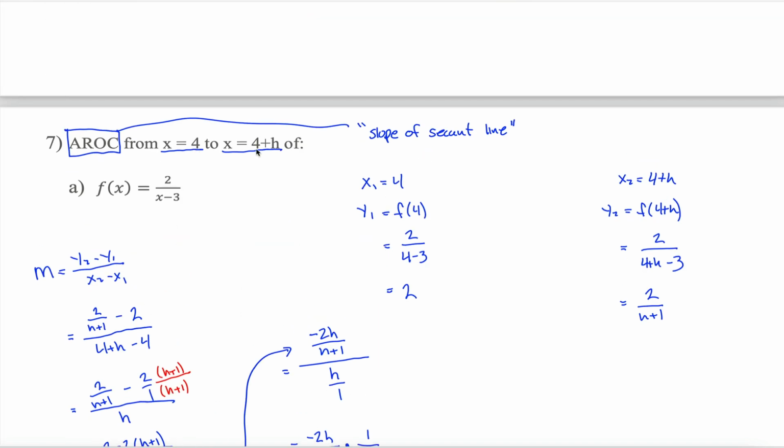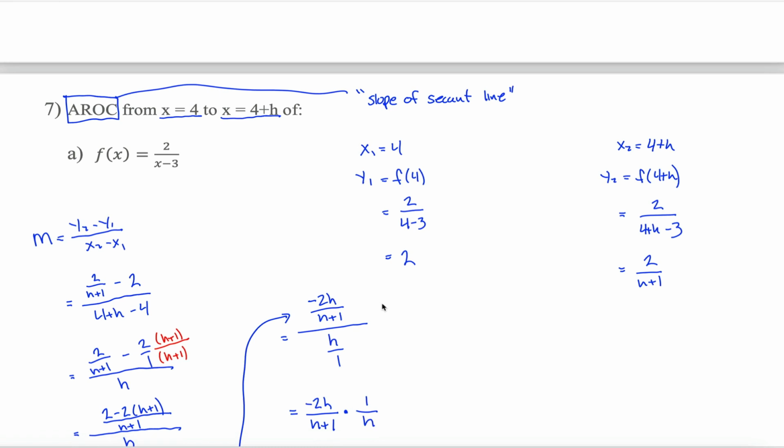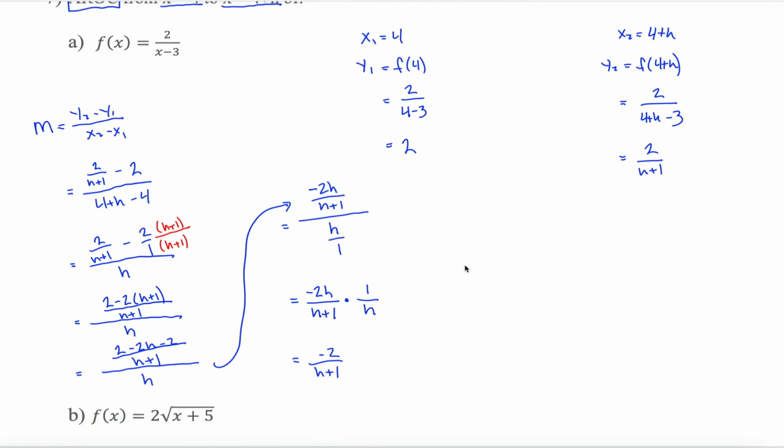But you don't care about the slope of the secant line from 4 to 5. What you want is the slope of the tangent line. But look, as h approaches 0, negative 2 over h plus 1 is going to approach negative 2. Because if h is really close to 0, 0 plus 1 is close to 1, and negative 2 divided by 1 is just negative 2. As h approaches 0, the slope, the m, approaches negative 2. And that realization is key.